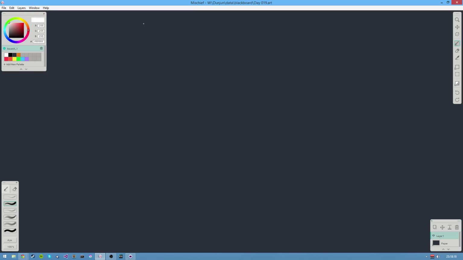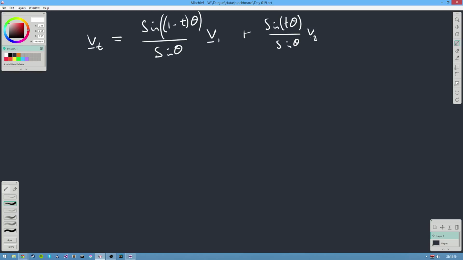So what we do in general is that the general form for this vector, the vector of t, is defined like this. You've got sine of (1 minus t) theta, all over sine theta, of v1, plus sine t theta over sine theta of v2. So that's what we've done here. We've got the vector part of the first quaternion, the vector part of the second quaternion.